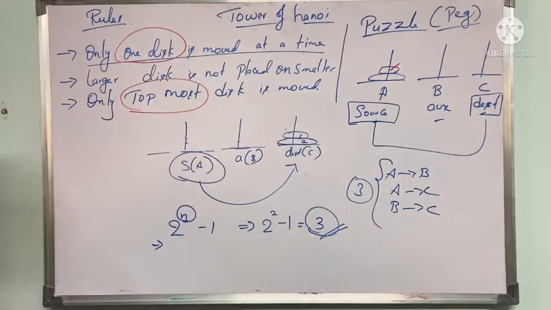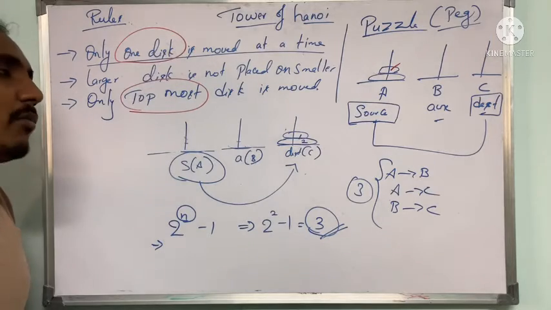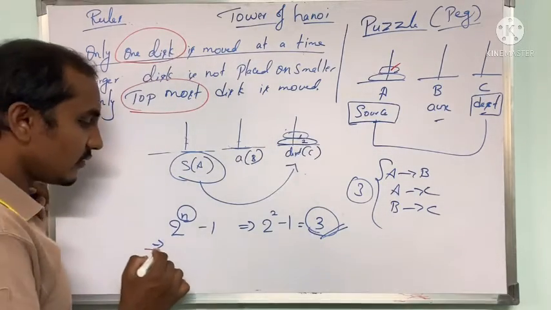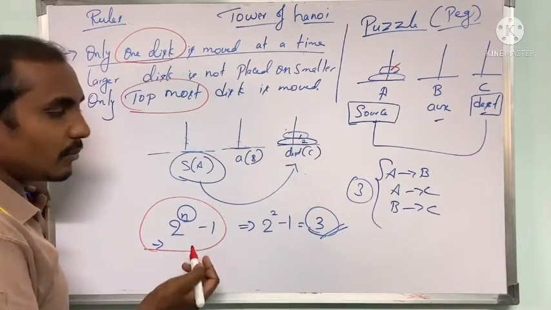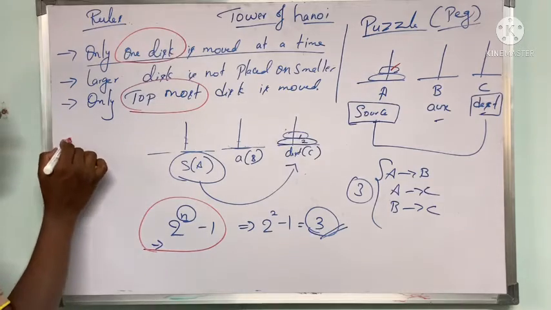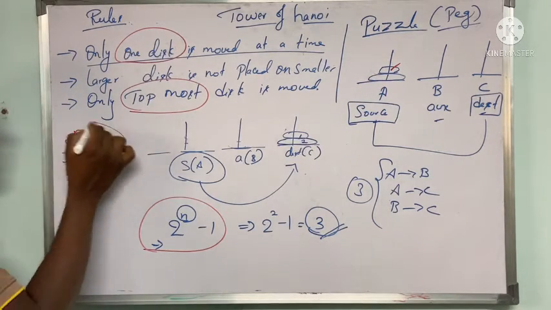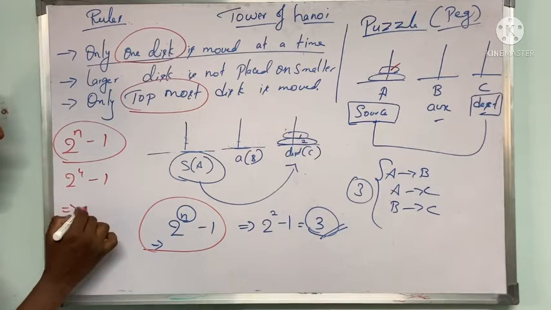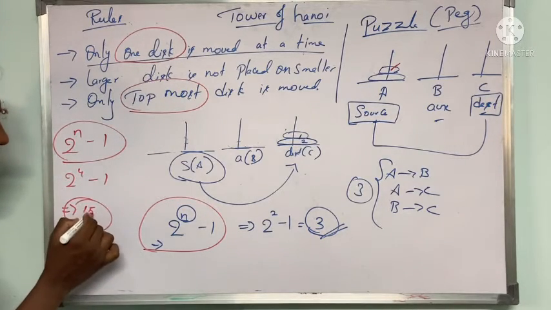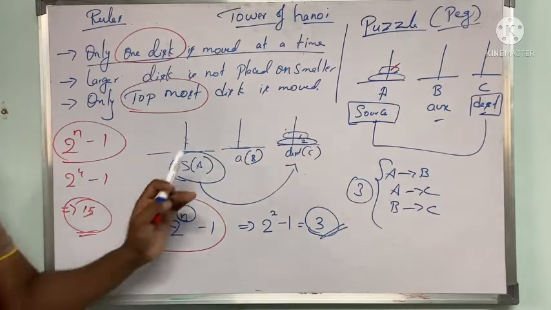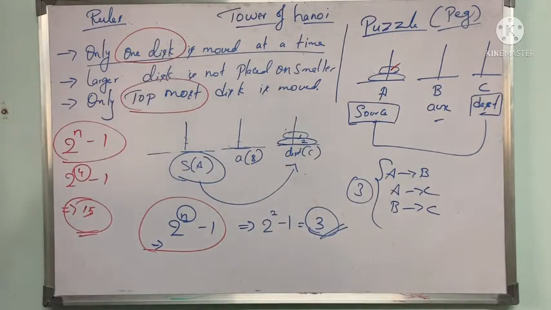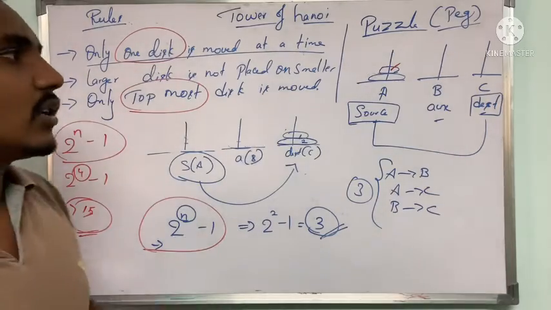Like that, we can have 3 disks, 4 disks, and the number of disks will increase based on our requirement. The number of moves will be calculated by 2 to the power of n minus 1. If you have 4 disks, it is 2 to the power of 4 minus 1, which is 15 moves. We are going to make 15 moves to move from source to destination when the number of disks is 4. This is the problem for Tower of Hanoi.